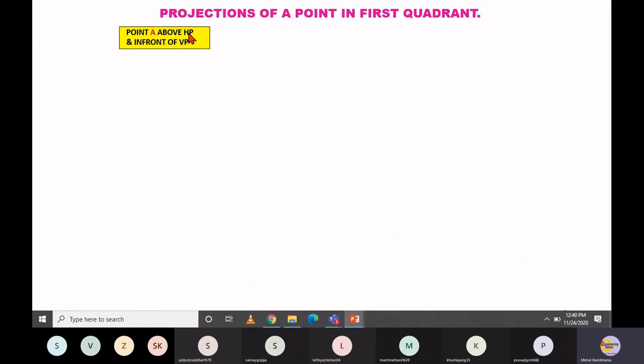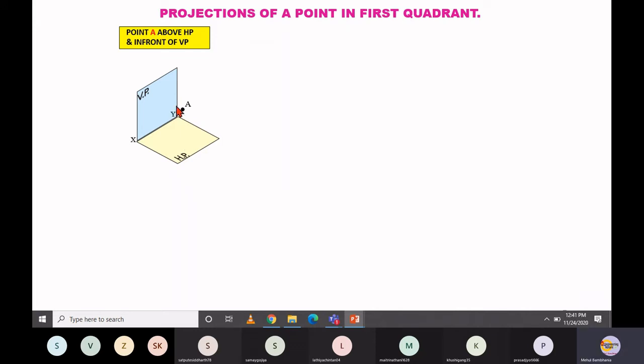That means it is above the horizontal plane and in front of the vertical plane. This is how the situation is given. In that situation, this is the conceptual drawing. Again, it is a conceptual drawing. We have the vertical and horizontal planes, which are separated by the XY line. Now this is the position of point A. Read the statement: point A must be above HP and it should be in front of VP. So conceptually you can put this point in this way.